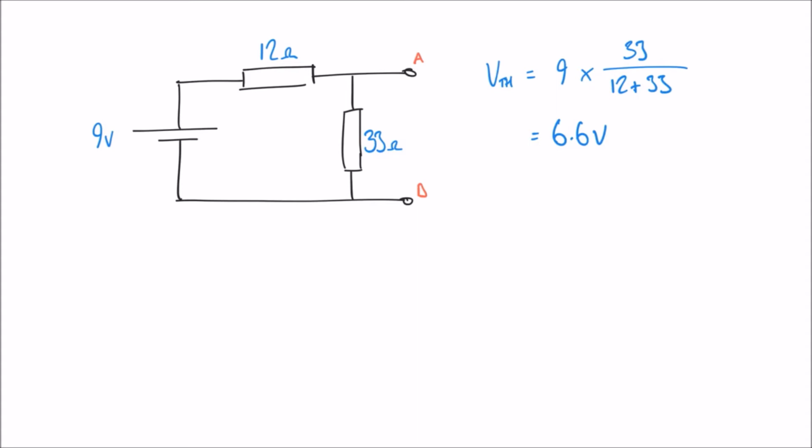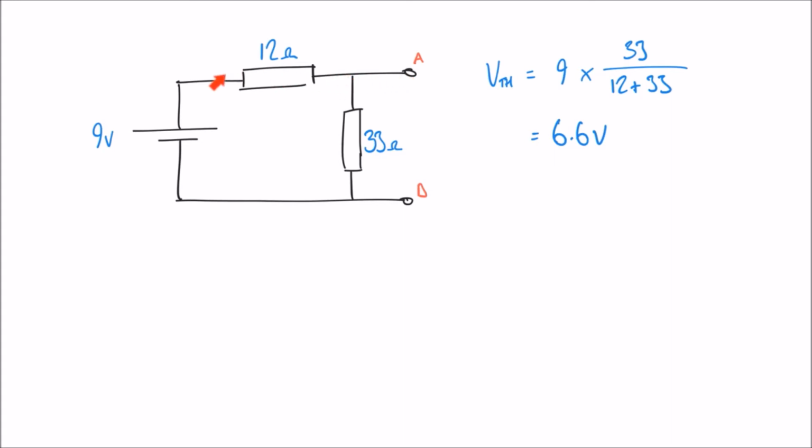The second step, if you remember from our examples that we looked at, was to calculate the open circuit impedance from terminal A to terminal B. And so looking at this circuit here and starting at terminal A, we come immediately to a junction.